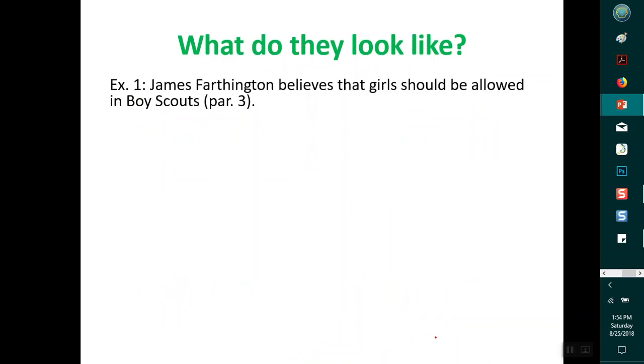So what do in-text citations look like? Here is one example. Here we have the author's name, James Farthington believes that girls should be allowed in Boy Scouts, and then we have the paragraph where it occurs. Because I have the author's name here, this is one thing that I need in the citation, I don't need to have it here. So here I can just have that page number.